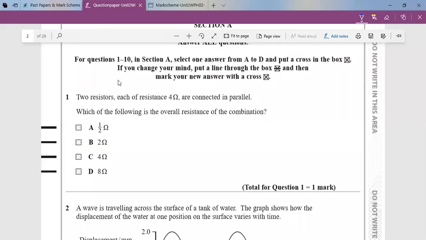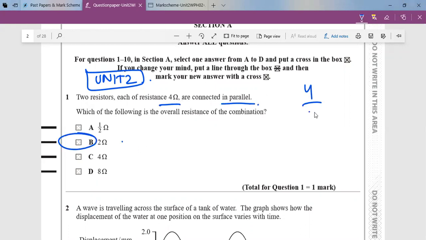Right. So this is unit 2 now. June 20. The answer is B. Two resistors of 4 ohms are connected in parallel. So it's going to be B because they are in parallel. R is 4 over 2, so 2 ohm. Yep.